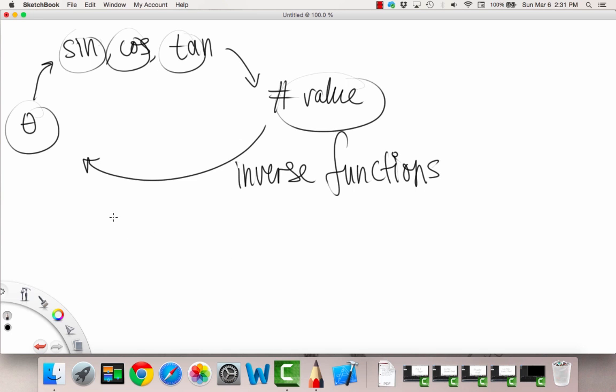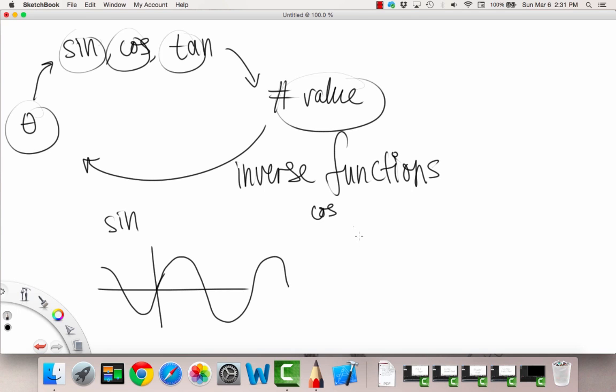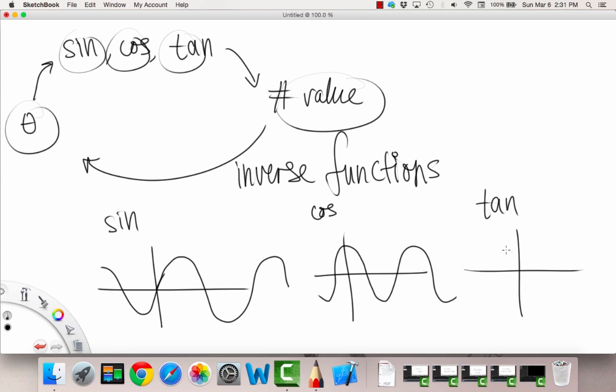So let's look at these actually. Our sine graph looks like this, where it goes up, down, etc. Cosine looks kind of similar, except we start up and go down. Our tangent graph looks different altogether, because we have these vertical asymptotes, and it goes like an S and just keeps repeating on some period.